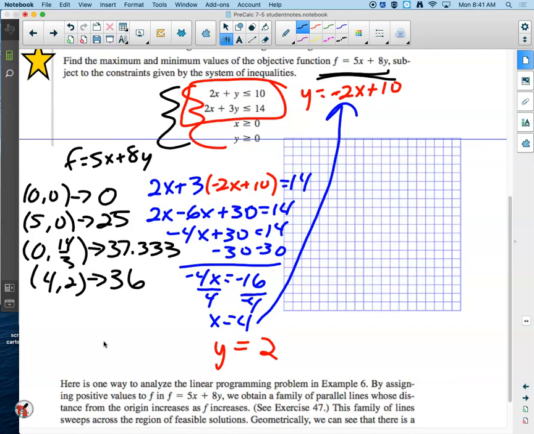And it was maximum and minimum values. So the maximum of, and the biggest one that we had was 37 1/3, occurs at 0, 14 thirds.